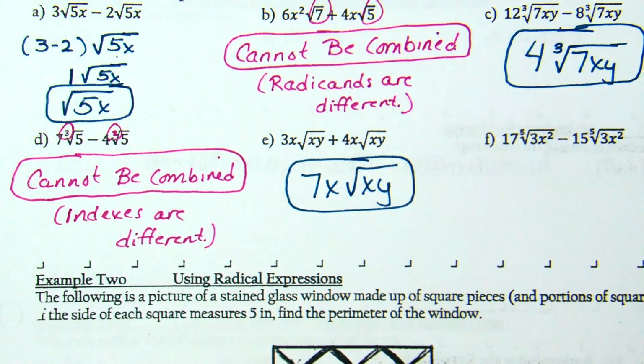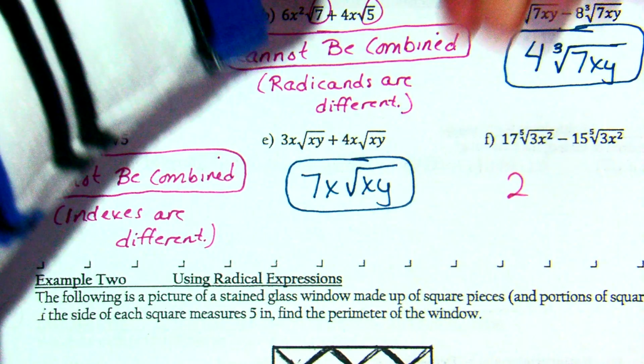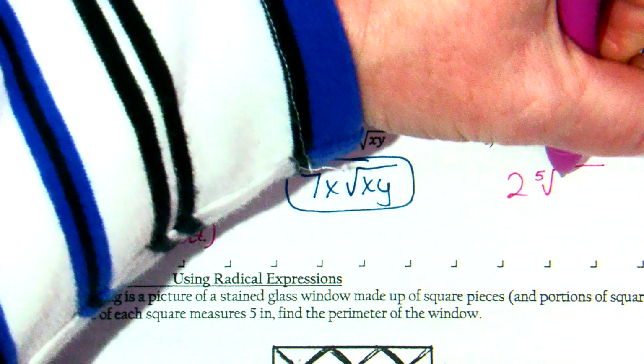And F. 17 times the fifth root of 3x squared minus 15 times the fifth root of 3x squared. It's a mouthful, but it's easy, right? What do we get? Okay. 17 minus 15 is 2. The radical, the index, everything is the same, so it's 2 times the fifth root of 3x squared. Questions there?